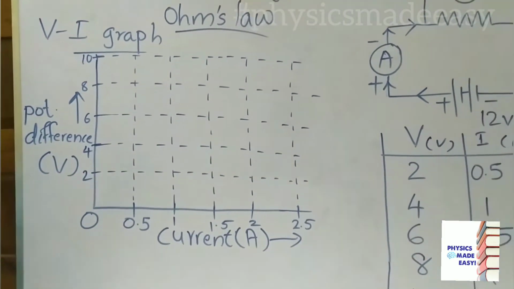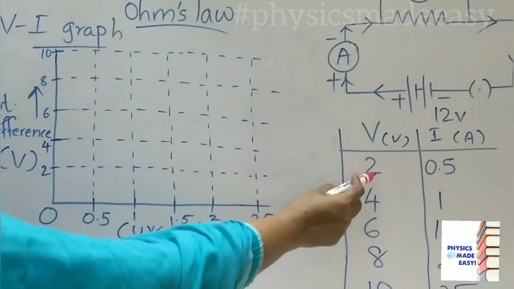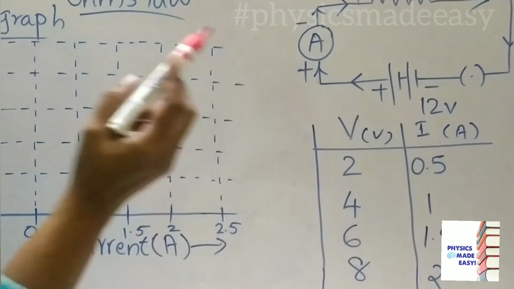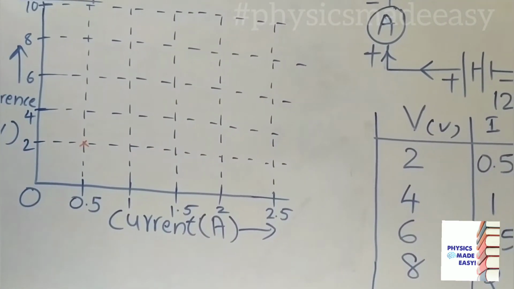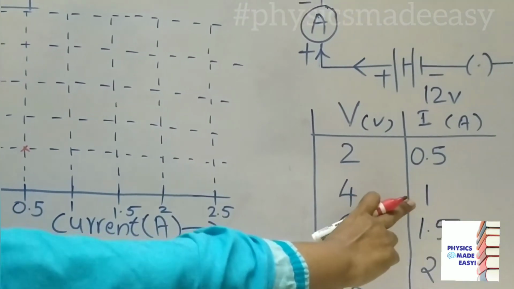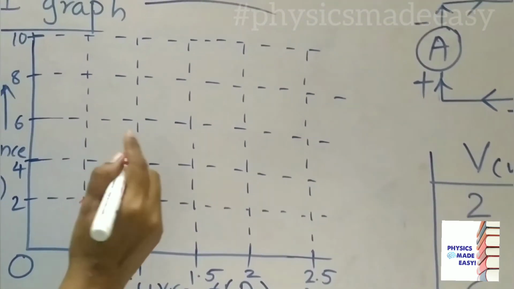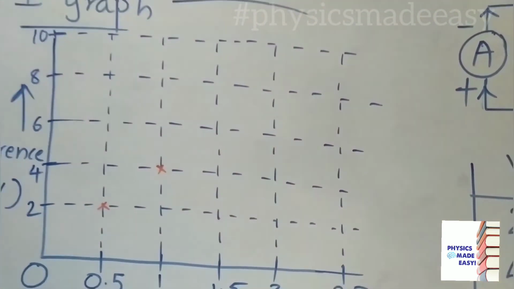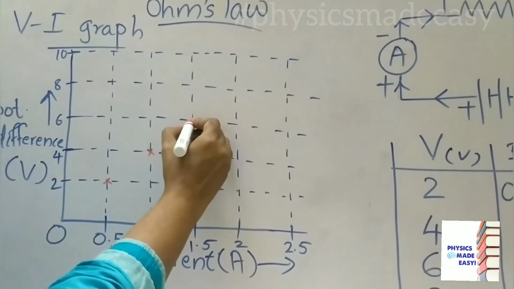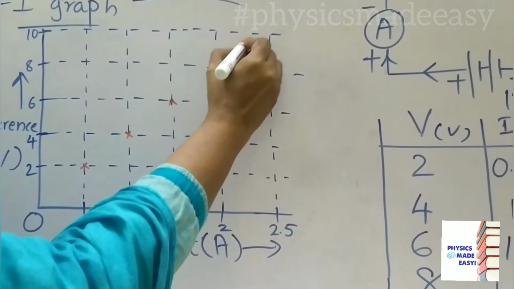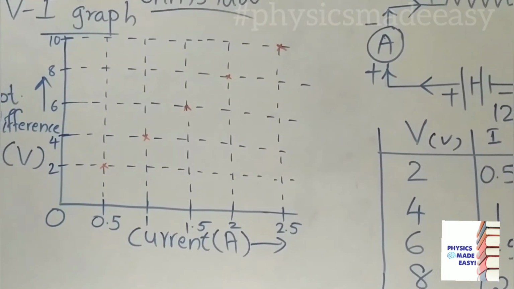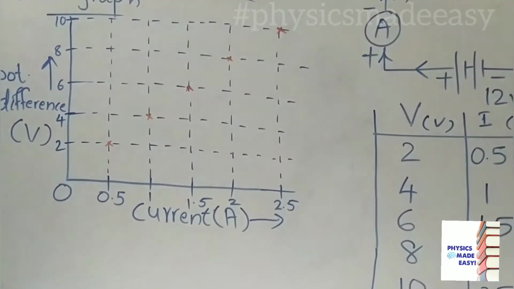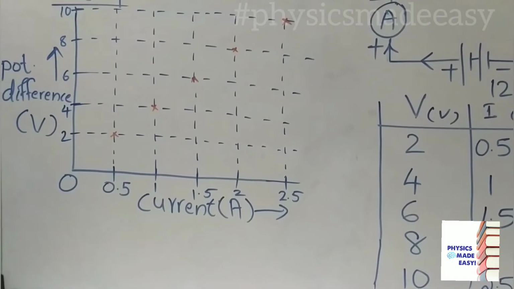So first one, here you can see potential difference 2 and current 0.5. You can mark the point here, then potential difference 4 here, current 1. Like that you can mark the points. You will get all these points like this. So if you are joining this, you will get the VI graph at a particular temperature.